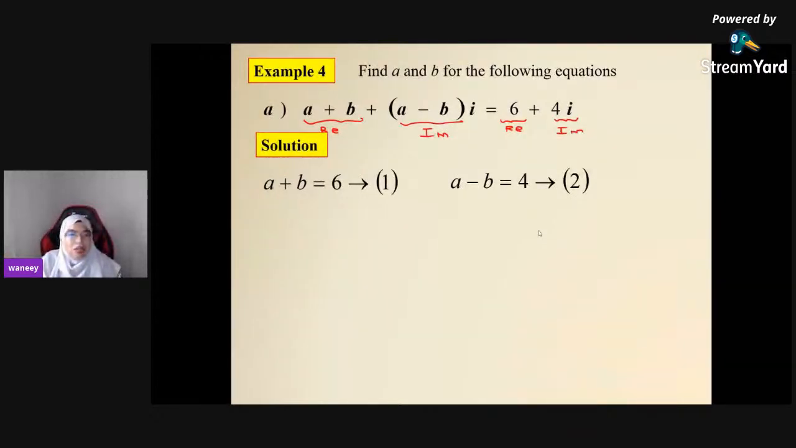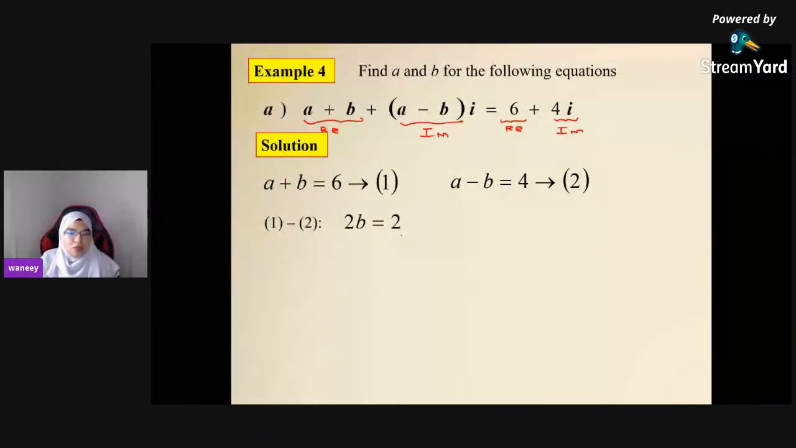Okay, so now this is elimination method. So first equation minus with the second equation. So you minus them. So A minus A, and then we can easily cancel out the A. And then B minus B. So what we have is 2B. And then 6 minus 4, so that one will become 2. So we're going to have 2B equal to 2.